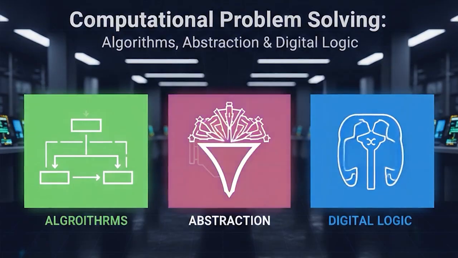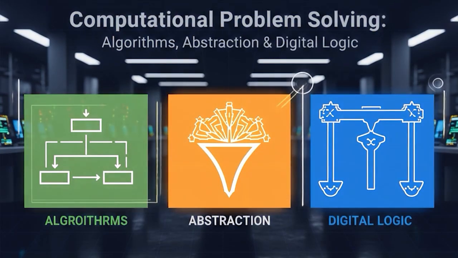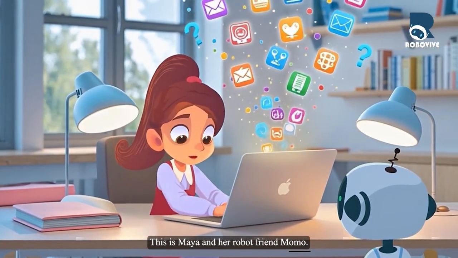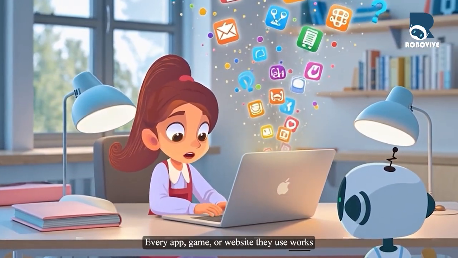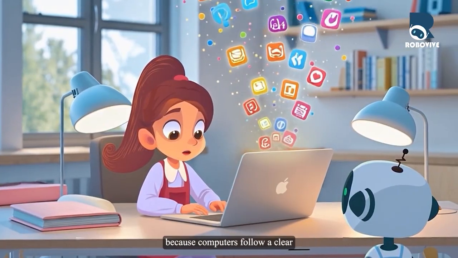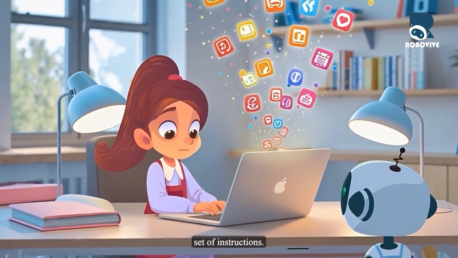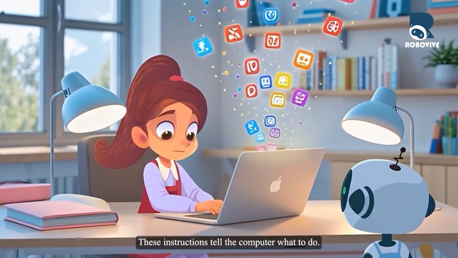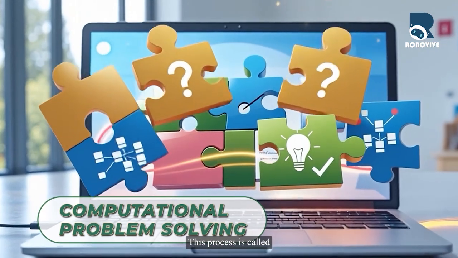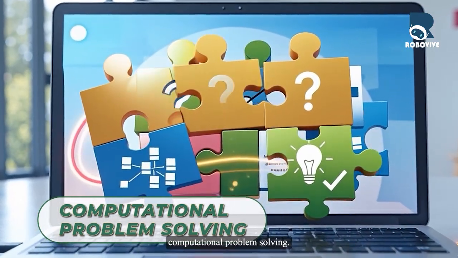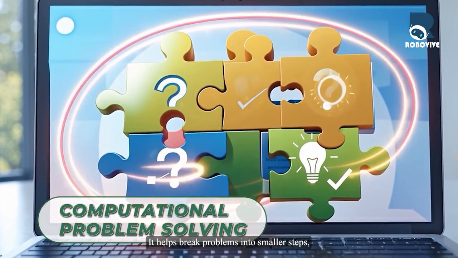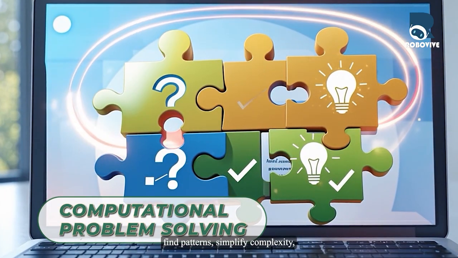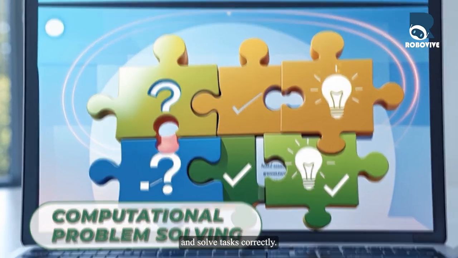Computational problem solving, algorithms, abstraction, and digital logic. This is Maya and her robot friend Momo. Every app, game, or website they use works because computers follow a clear set of instructions. These instructions tell the computer what to do, step by step. This process is called computational problem solving. It helps break problems into smaller steps, find patterns, simplify complexity, and solve tasks correctly.